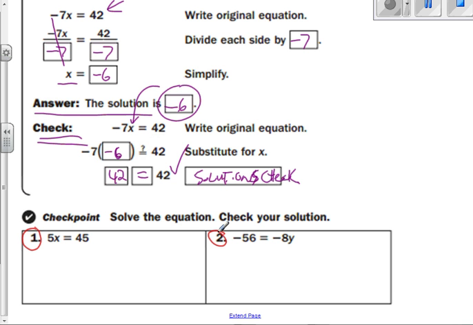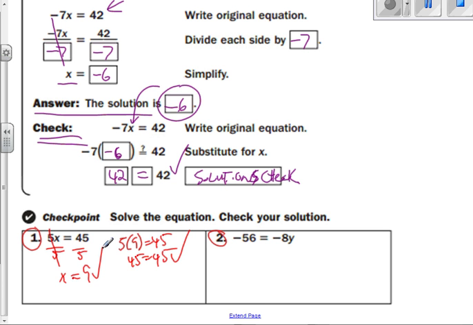If we look back at our number 1, I have 5x is equal to 45. I will divide both sides by 5. The 5's on the left will equal 1. 1 times x is still x on the left, which is equal to 45 divided by 5, which is 9. Now let's do our check. 5 times the value of 9 is equal to 45, and 45 is equal to 45. So my check works, my solution works, so I know my solution is correct.